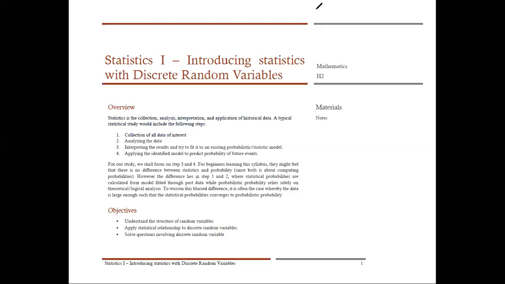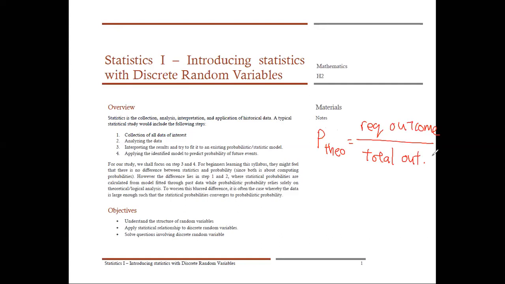Previously, last week, we learned about probability. The probability that we learned over there is actually theoretical probability. So let's recall the theoretical probability formula. Theoretical probability is the required outcomes over the total outcomes. So this theoretical probability is actually a set of theoretical results.